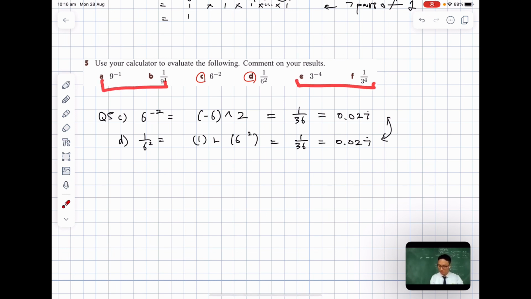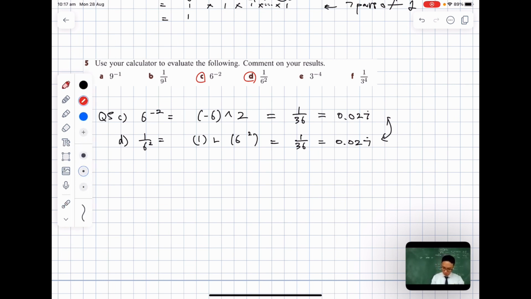If you do parts A, B, and also E, F, we will find the pattern that if the index is a negative number, for example -1, -2, or -4, it is equal to converting that negative to a positive number, but putting the whole thing into the denominator over 1. And therefore, if we write that into an equation, some base a to the power of -n, some negative number, is equal to 1/a to the power of positive n.